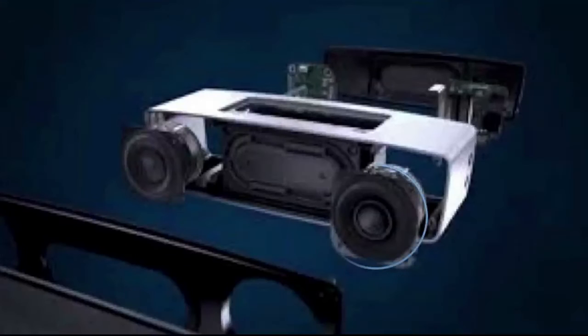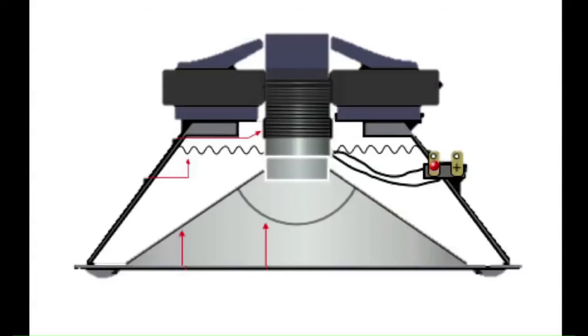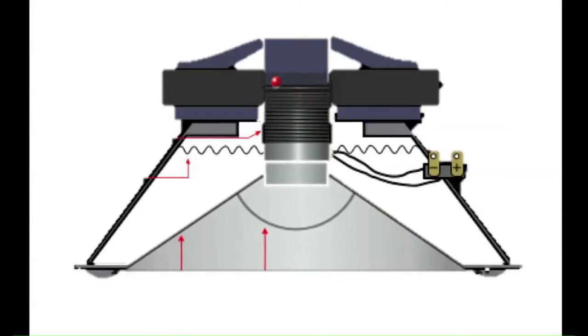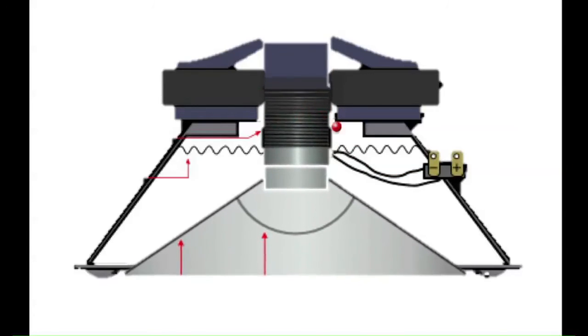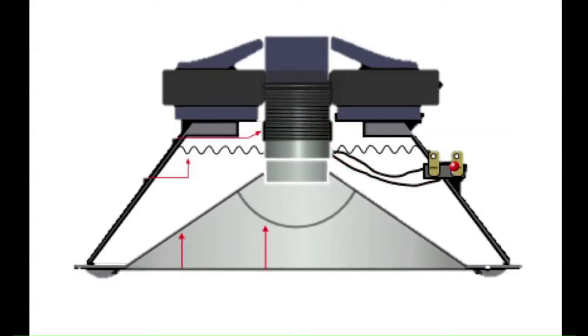Lastly, I'm going to explain how the speaker itself works. When it receives the amplified signal, it travels through the electromagnet located inside the speaker. This makes the electromagnet attracted to the permanent magnet, thus driving the cone.